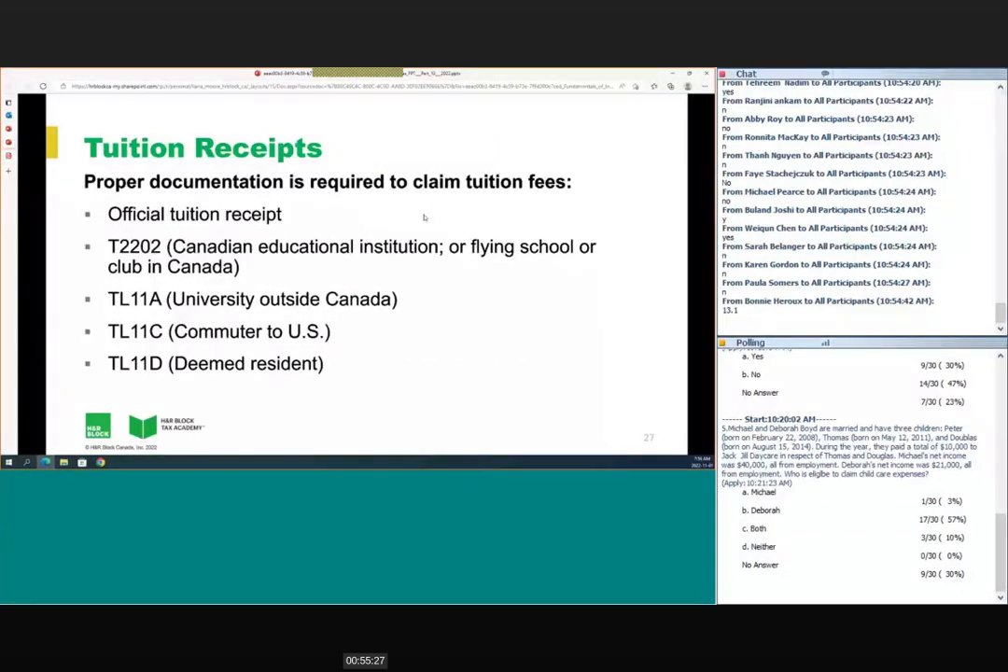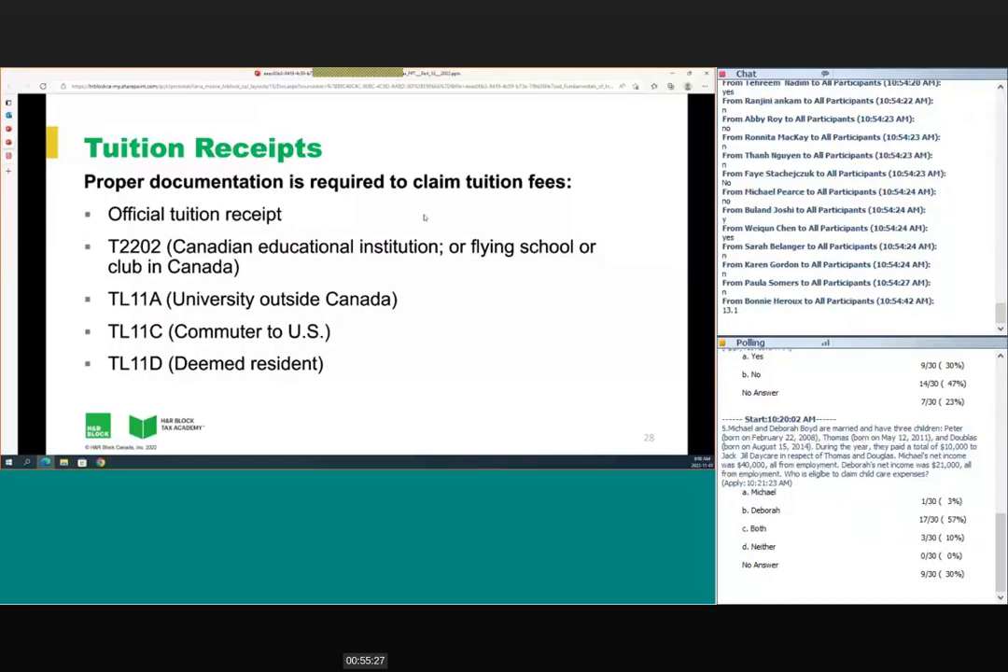So what type of tuition receipt do we get? Proper documentation is required to claim the fees, and we need an official receipt. For Canadian educational institutions or a flying school in Canada, it's a T2202. The reason H&R Block asks for your SIN, and students now have to provide their SIN, is that the CRA requires the universities to forward that information to CRA.